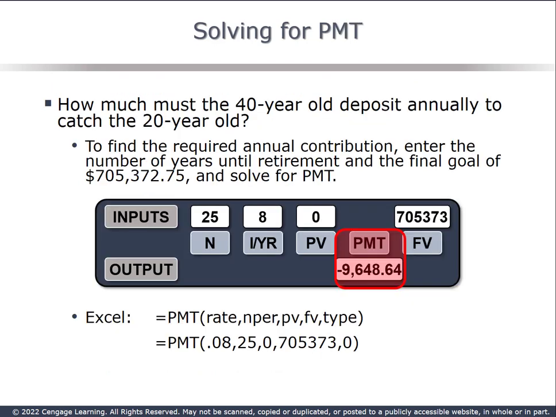Suppose the 40-year-old wants to catch up with the 20-year-old. How much do they have to deposit each year to end up with the same amount? Almost $10,000.